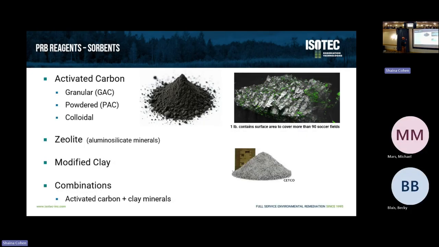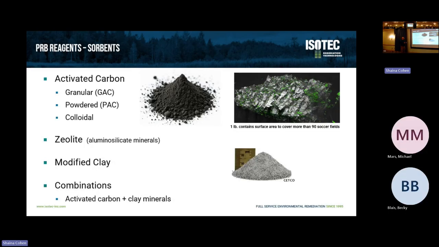And so activated carbon is one of the more common ones, and this can be granular activated carbon, powdered activated carbon, colloidal carbon is another example. When creating a PRB, the objective is to have a carbon that is not going to be mobile, and it's going to be long lasting, long lifetime. Some of these barriers can last years, if not decades, if they're well designed, and with the right amount of carbon.